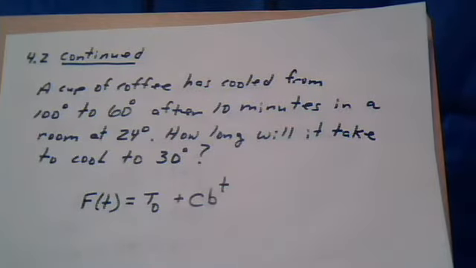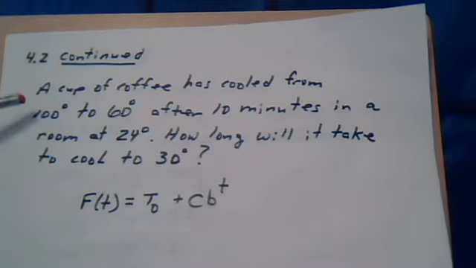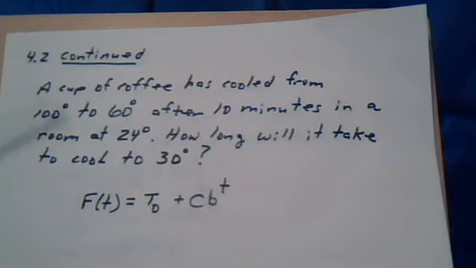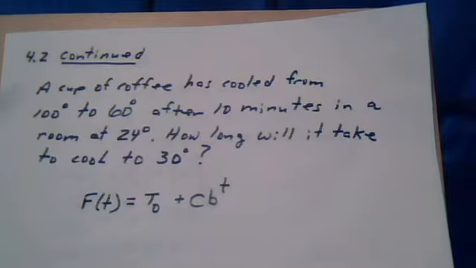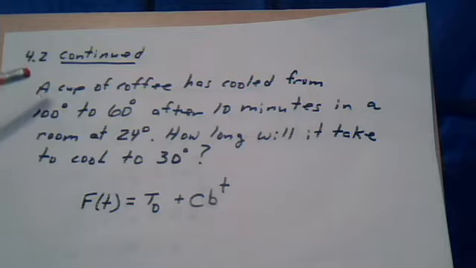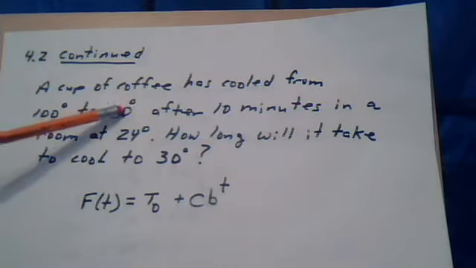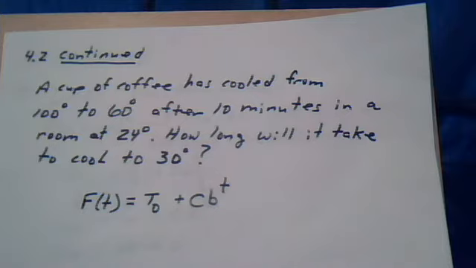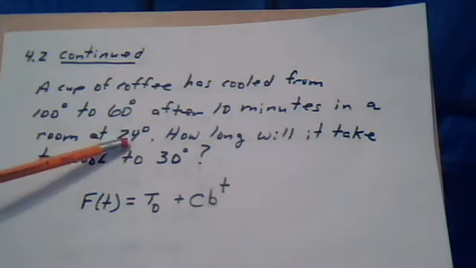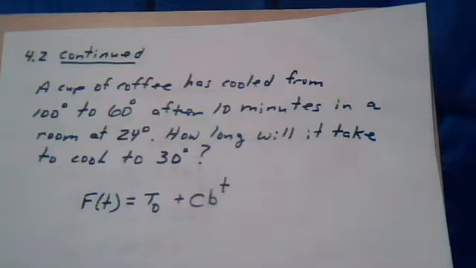A cup of coffee has cooled from 100 degrees to 60 degrees after 10 minutes in the room at 24 degrees. So the original temperature, in other words, at time equals 0, was 100 degrees. So the coffee was 100 degrees when the clock started ticking. Then 10 minutes went by and 100 degrees went down to 60 degrees after 10 minutes. The 24 degrees here is the environment's temperature.